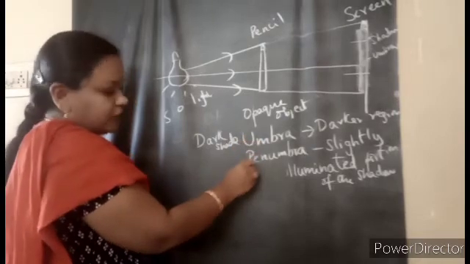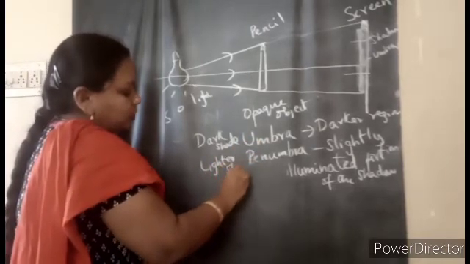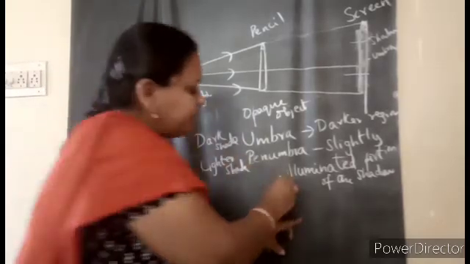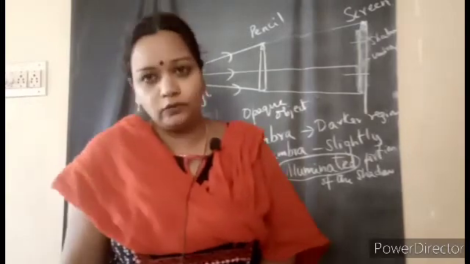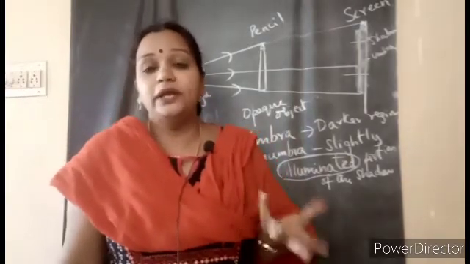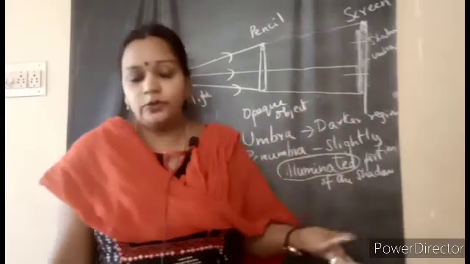Both are parts of the shadow only. Penumbra will have the lighter shade. Why? Because it is slightly illuminated, meaning it is getting some amount of light. Illumination means getting some amount of light. Yes, see, so many factors about shadows we are learning in today's class.